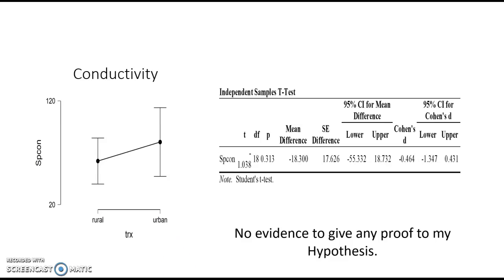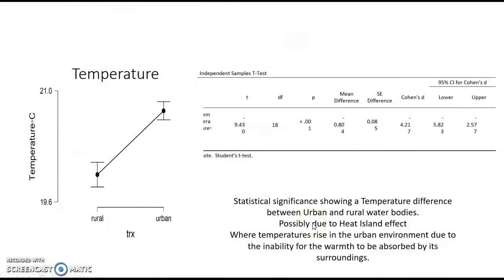However, interestingly enough, the temperature taken shows statistical significance of a difference between the urban and rural water bodies. And this is possibly due to heat island effect, where temperatures rise in the urban environment due to the inability for warmth to be absorbed by its surroundings. You can see that the temperature for the urban environments was much more concise and a lot higher than the temperature for rural areas.